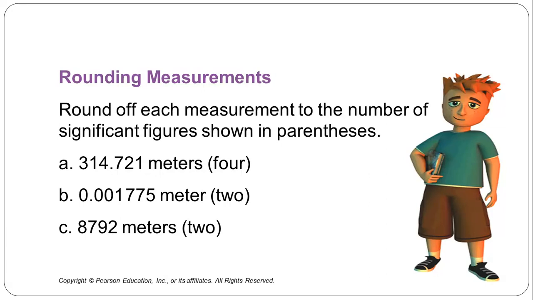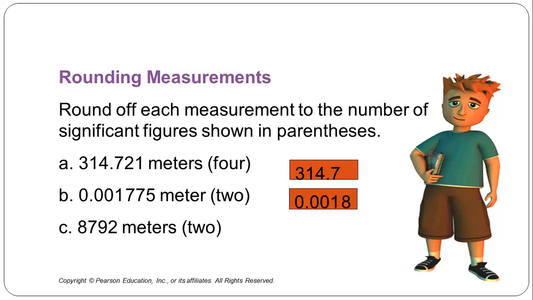So kapag round off the measurement to the number of significant figures shown in parentheses, apat. So, halimbawa, 314.721 meters, i-round off mo siya na dapat meron tayong significant figures na apat. So, anong mangyayari dyan? So, that is 314.7 because 2 is lower than 4.